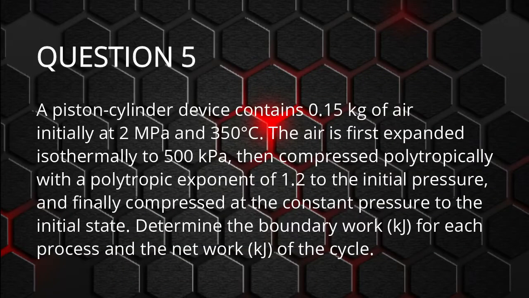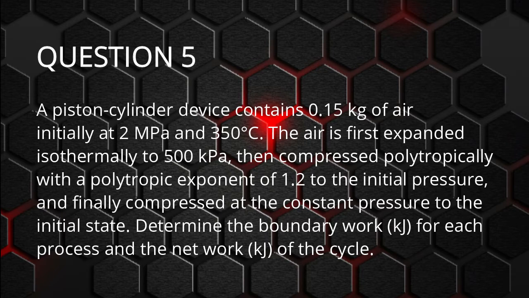Next, question number 5. A piston cylinder device contains 0.15 kg of air initially at 2 megapascal and 350 degrees C. The air is first expanded isothermally to 500 kilopascal, then compressed polytropically with a polytropic exponent of 1.2 to the initial pressure, and finally compressed at constant pressure to the initial state. Determine the boundary work for each process in kilojoule and the net work of the cycle in kilojoule.